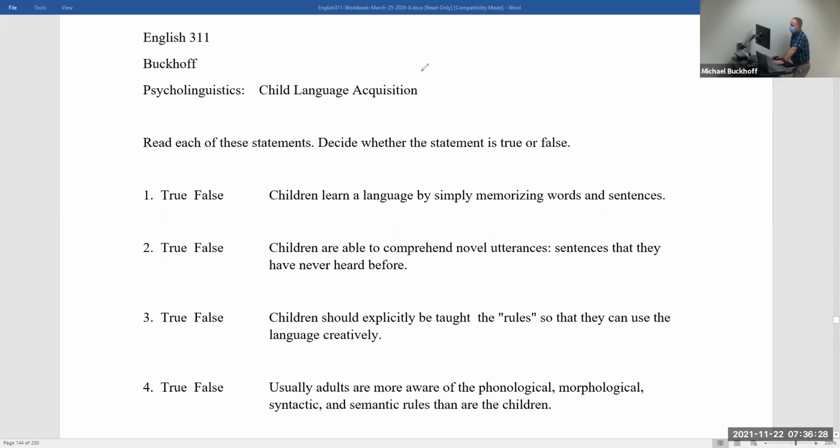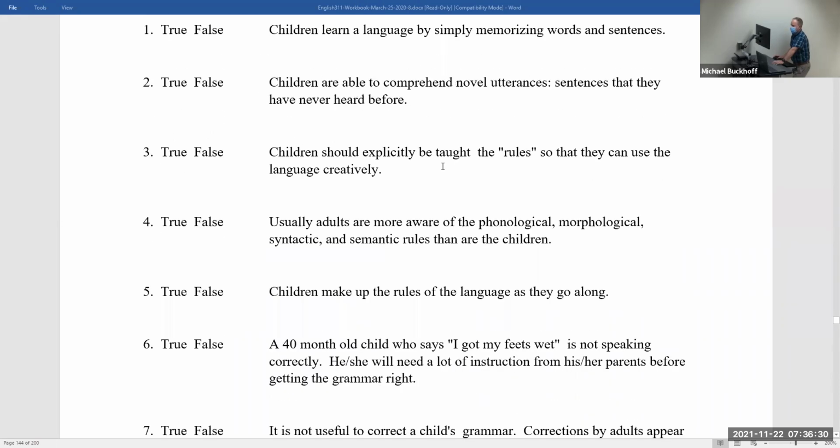Okay, let's take a look at the next one. So number 4, it says true or false. And think about when you came into this class in the beginning of this semester, think about how aware you were of the phonetics, the IPA, and how natural that seemed to you in the beginning of this course. The morphological, syntactic, and semantic rules. Adults usually are more aware of phonological, morphological, syntactic, and semantic rules than are the children. You guys think true or false?